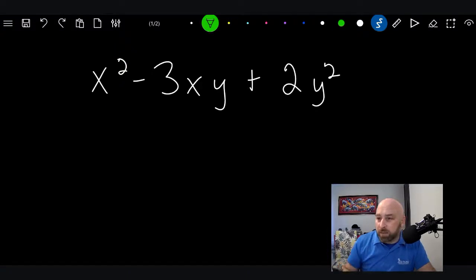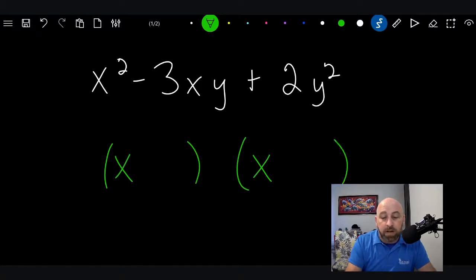Let me give you the page number first. Page number is page 251. All right, so we have x squared minus 3xy plus 2y squared. What we want to do is take this one and factor that. What are the factors of that? Well, we have x and x. And now we can figure out our signs.